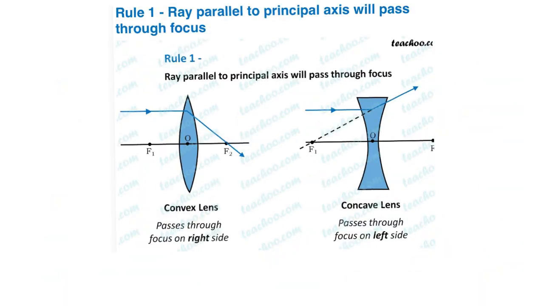So, first rule, very much like the first rule for mirrors, a parallel ray will go through and pass through the F instead of reflecting. That's for a converging lens. For a diverging lens, it will refract along the line as if it's coming from F.